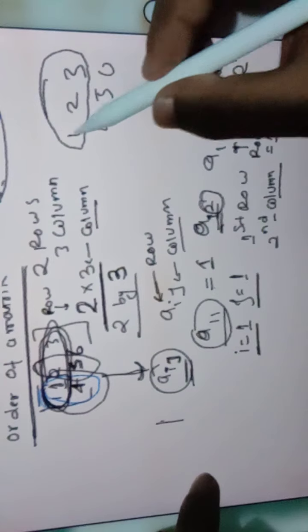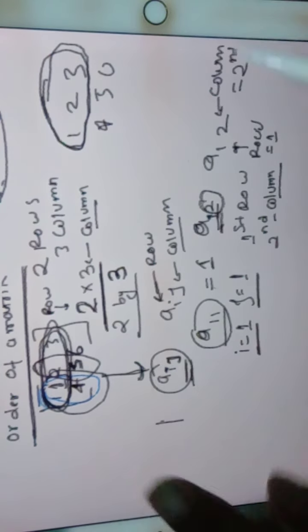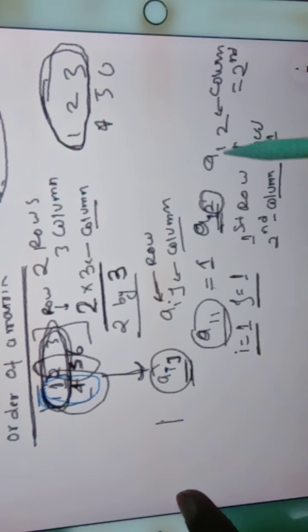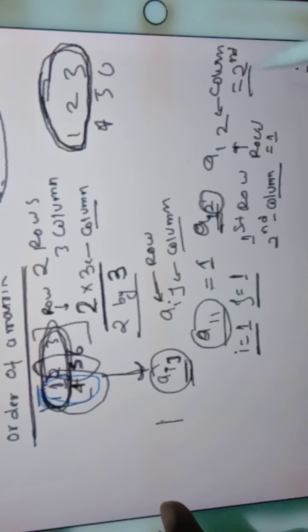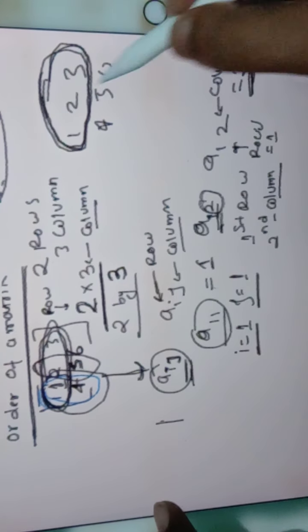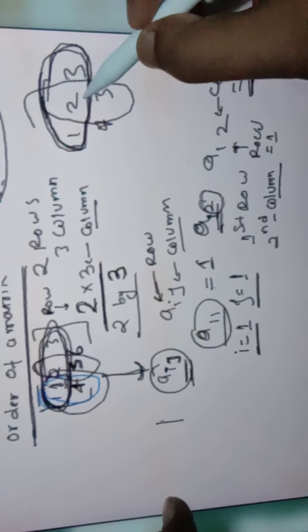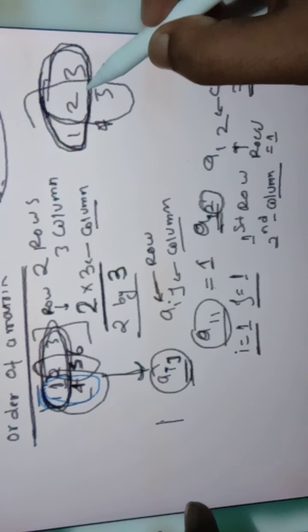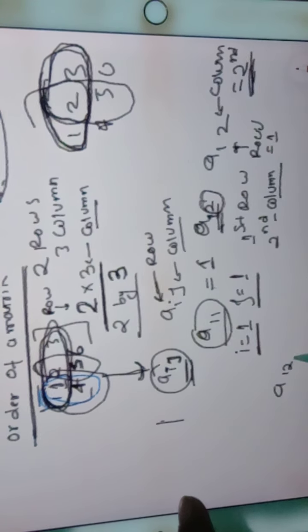Okay, then I go first with row, that is this one, row first. It is denoted by A12, 1 for row and 2 for column. So first we go with row, that is 1, and second denotes column, it means this one. Which element is involved in both? This one, that is 2, so A12 is equal to 2.